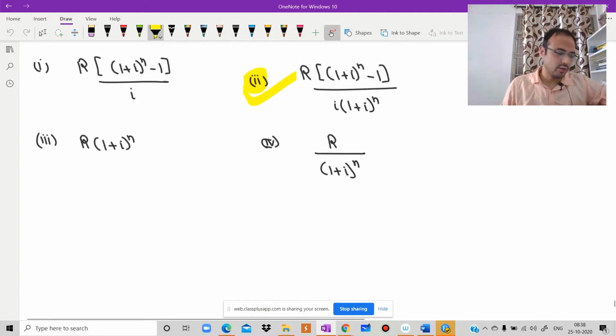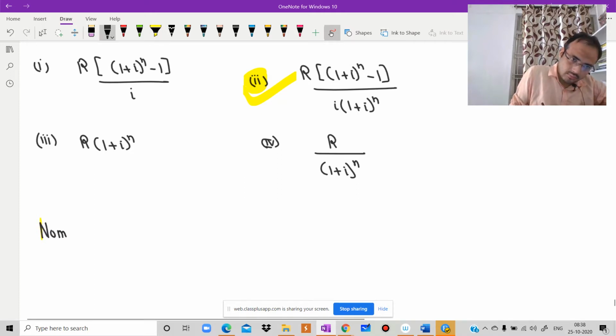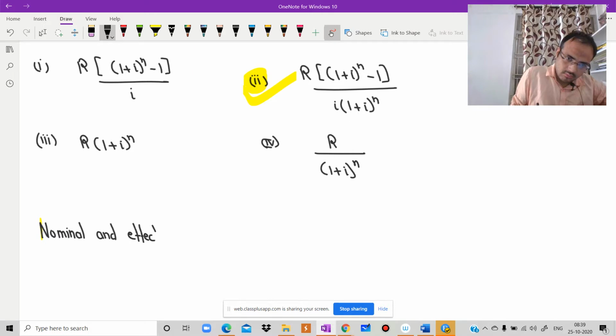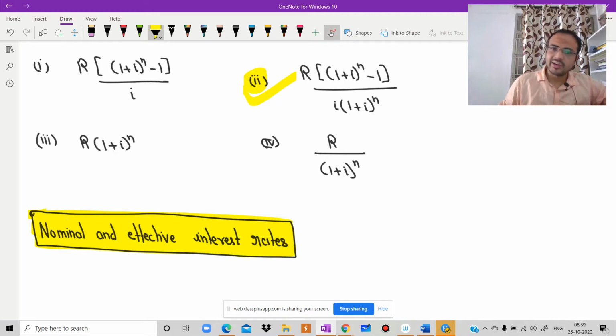Now we are going to start one more important topic: nominal and effective interest rates.